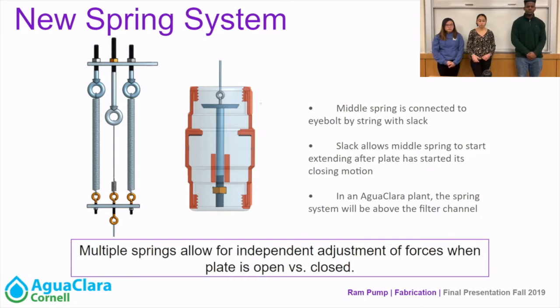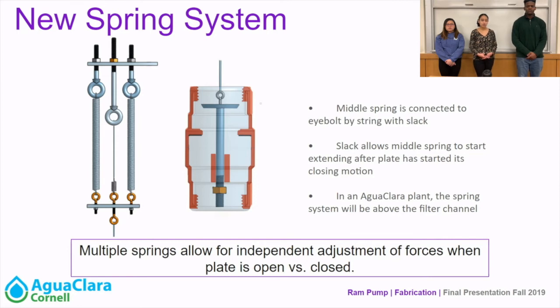And so the eye bolts can be moved up and down using those nuts. And the middle spring is also connected to an eye bolt, but through a string that has slack originally. So this way, when the plate is open and begins to close, the only springs acting on it are the outer springs. And then as it's closing, eventually the string slack runs out, and the middle spring begins to extend as well. And then once the plate is closed, now all three springs are acting on the plate.